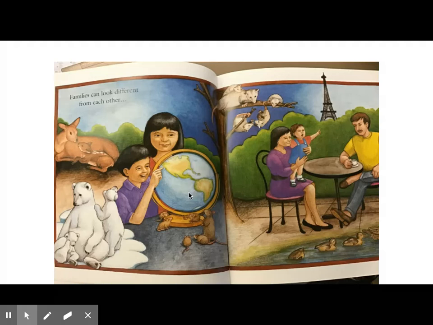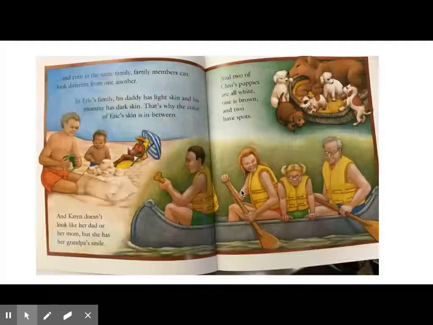Families can look different from each other, and they're showing some animal and people families. And even in the same family members can look different from one another. In Eric's family, his daddy has light skin and his mommy has dark skin, and his skin is in between. And here it says Karen doesn't look like her mom or dad, but she has her grandpa's smile. And then here, Cleo's puppies, she's got brown, white, and some have spots.